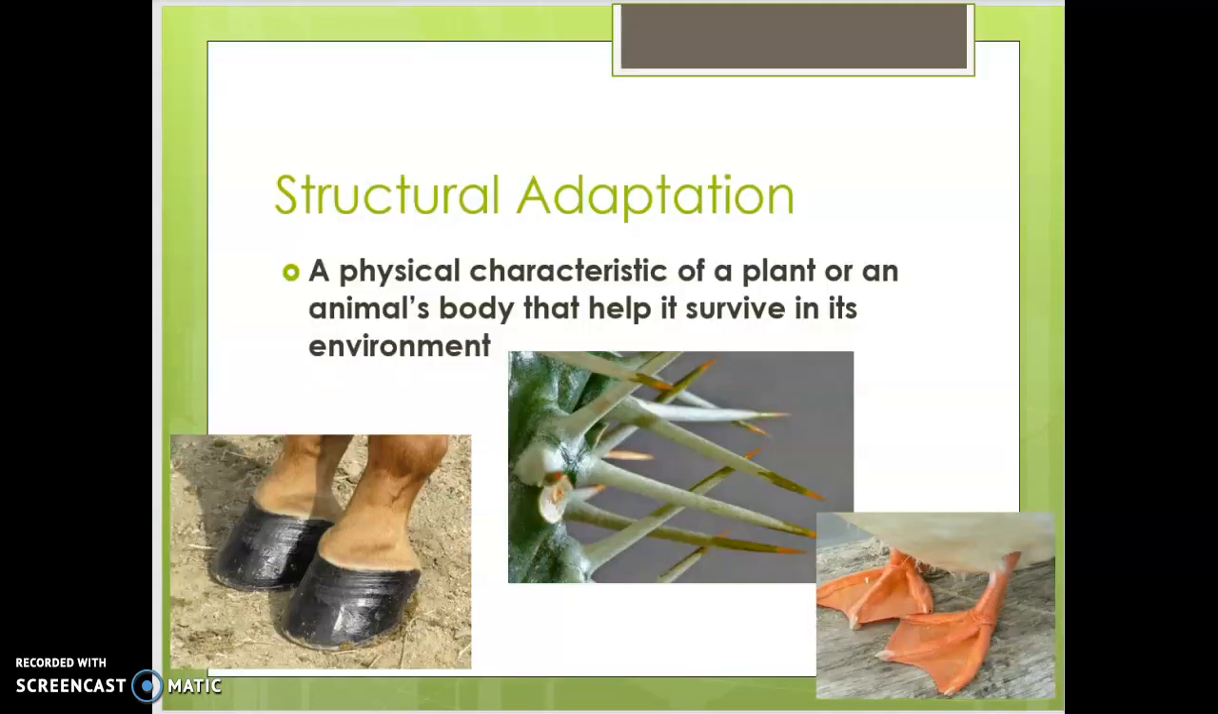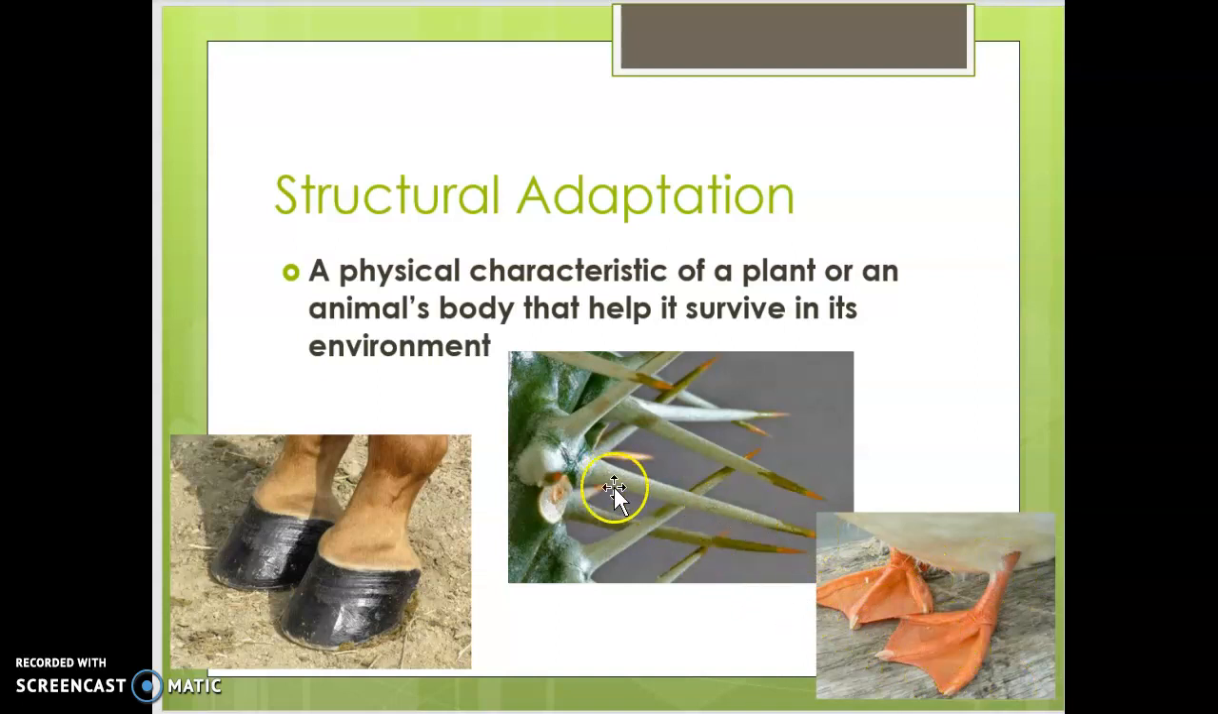So our first word that we're looking at is structural adaptation, and that is a physical characteristic of a plant or an animal's body that helps it survive in its environment. And so as we're looking at, we've got the picture right here of the webbed feet for the duck. And so we can tell that the webbing here is to help push the duck along in water. It catches the water to help propel the duck along as it's going.